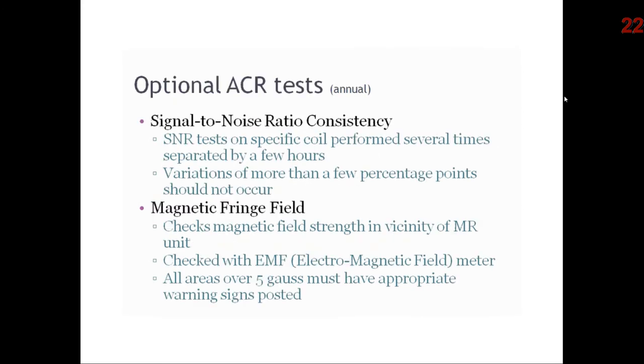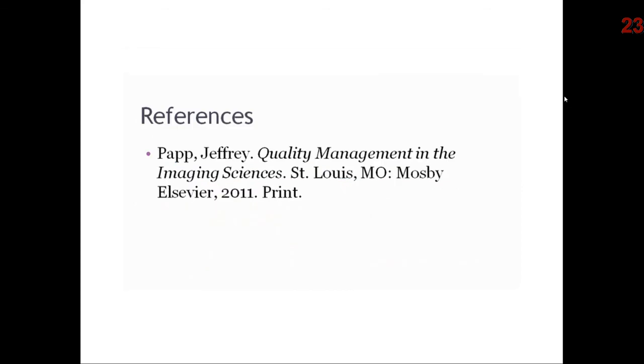Some optional ACR tests that can be frequently done are signal-to-noise ratio consistency and magnetic fringe field. These tests can be done annually. This concludes quality control in MRI.